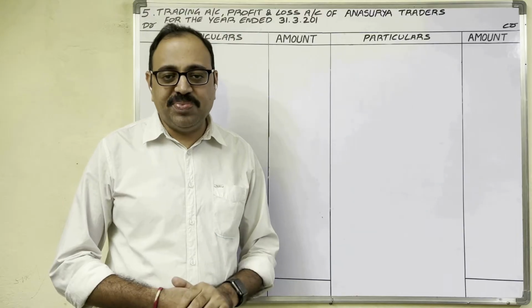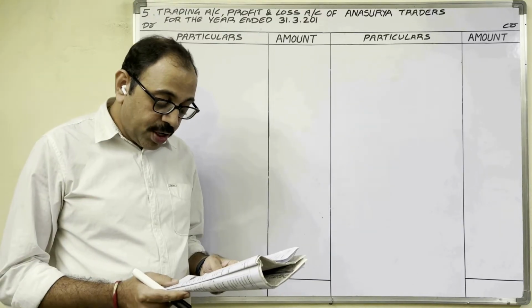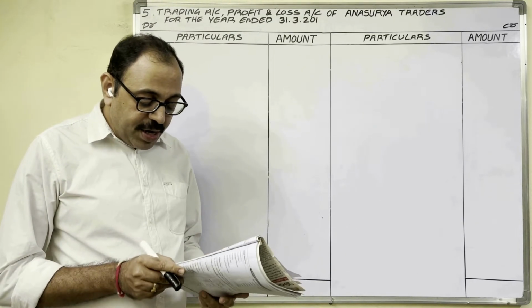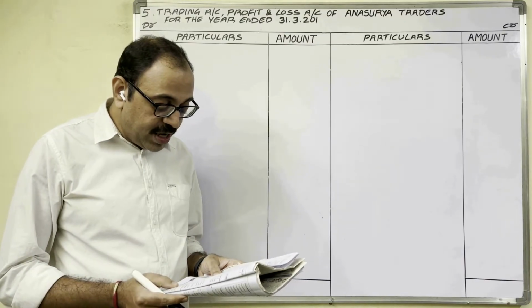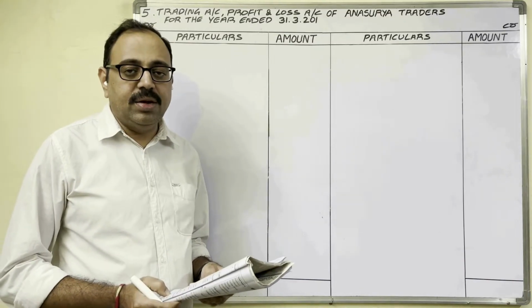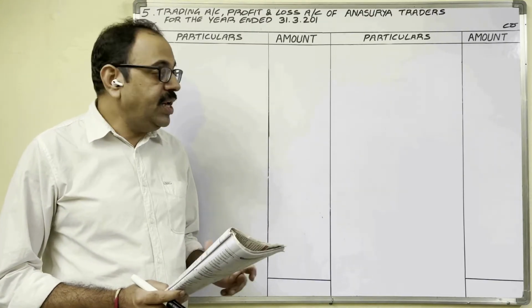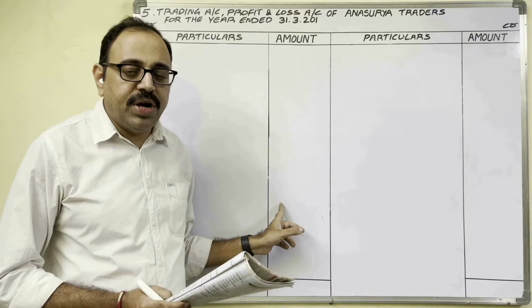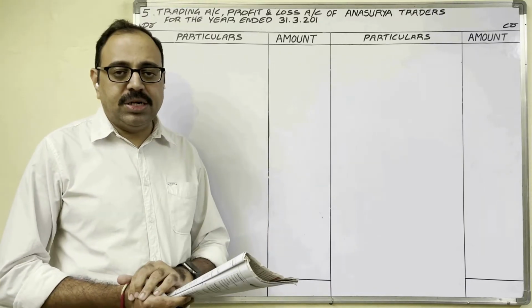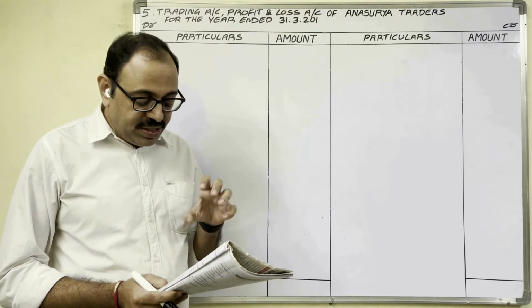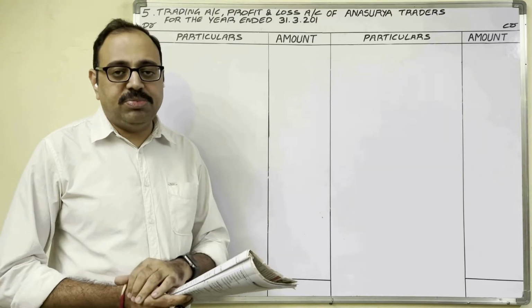Let us start the problem. From the following particulars of Anasuya Traders, prepare final accounts for the year ended 31st December 2018. So final accounts we have to prepare. Final accounts contain trading account, profit and loss account and balance sheet. In the question, he is giving the trial balance and adjustments.